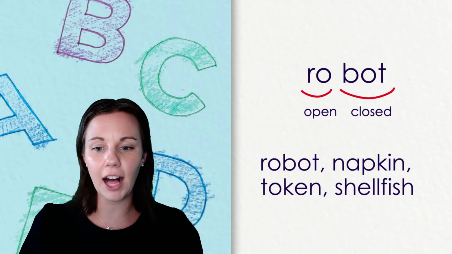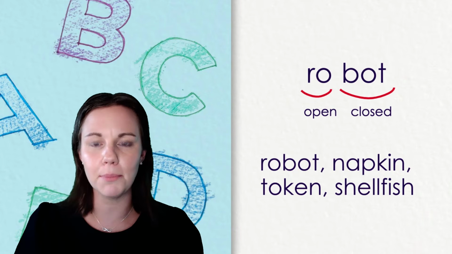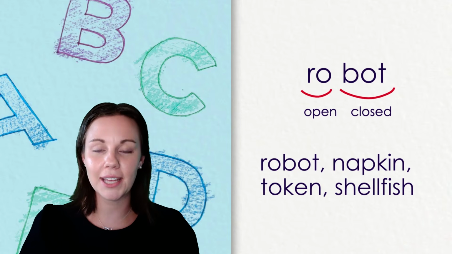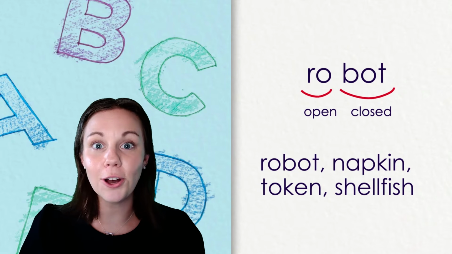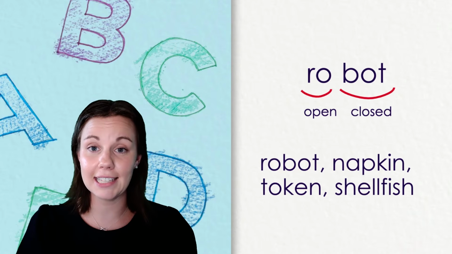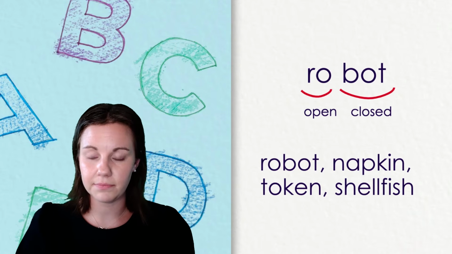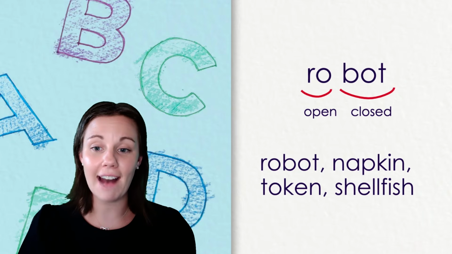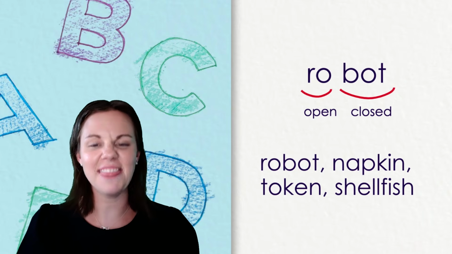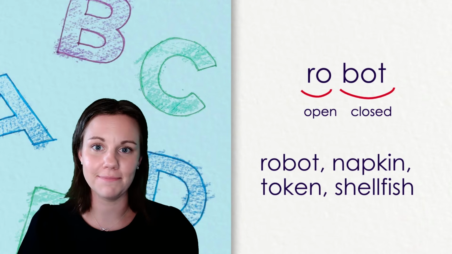Let's look at our other words to see if the other words might have that same syllable pattern. Token. Toe is open, just like that first syllable in robot. Ken is closed, just like that second syllable in robot. Robot and token both have an open syllable and then a closed syllable.